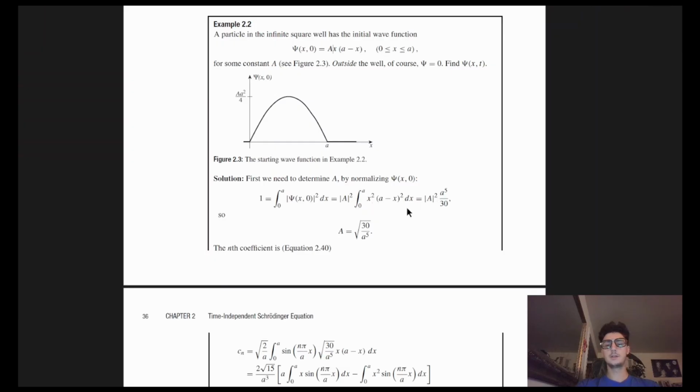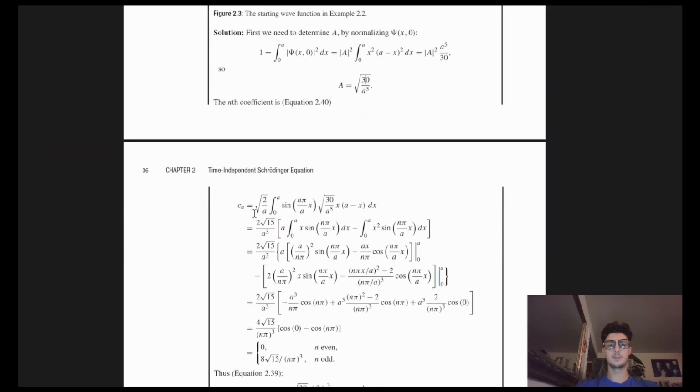We integrate this. He doesn't show the integration because it's a physics book. If you don't know how to do integrals, put this into an integration calculator or check an integral book. I might have to distribute stuff, and then apply these bounds over here. Then we get this: the absolute value of a squared times lowercase a to the fifth over 30, all of this equals 1. If we solve for a, we get a is equal to root of 30 over a to the fifth power.